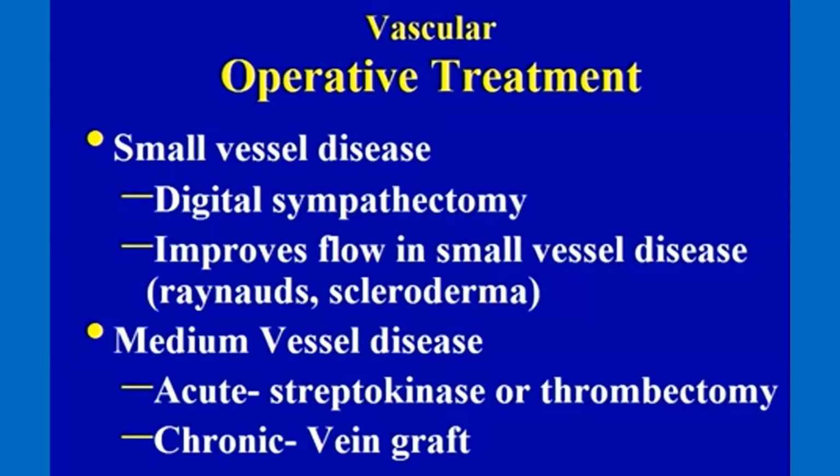Now, vascular operative treatment: for small vessel disease, digital sympathectomy is effective. It improves the flow in small vessel disease, such as Raynaud's phenomenon and scleroderma. Medium vessel disease, you have to give acute streptokinase or do a thrombectomy, and if it's chronic, you should try and do a vein graft.